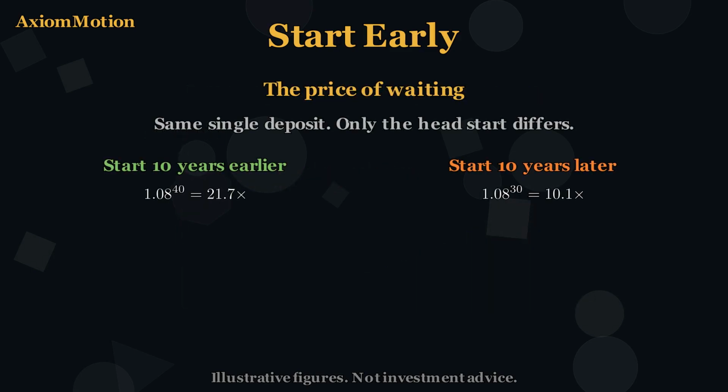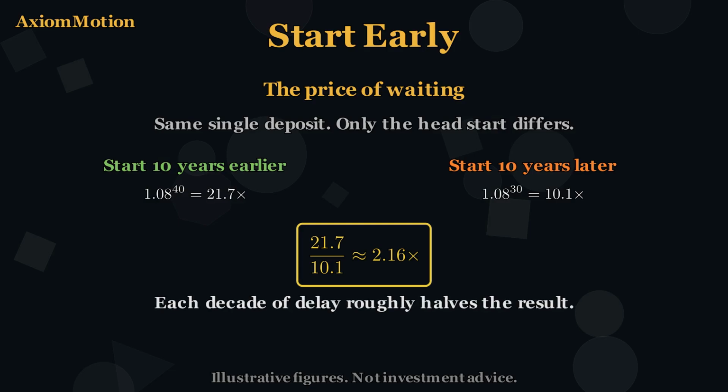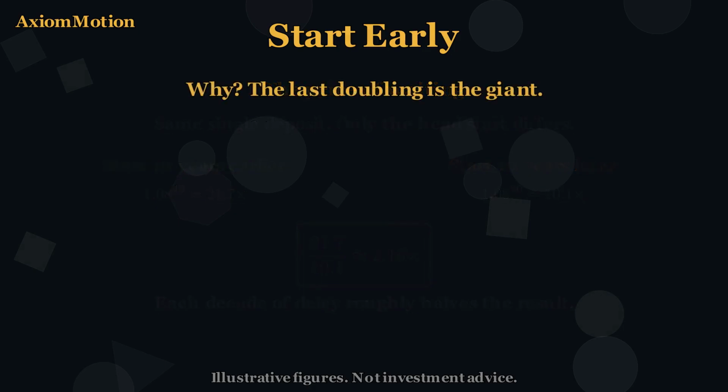Take the very same one-time deposit, let it grow for 40 years, and it becomes about 22 times itself. Start just 10 years later, with 30 years to grow, and it reaches only about 10 times. That 10-year head start more than doubles your final wealth from the identical dollar. Put bluntly, every decade you wait roughly cuts your final result in half.